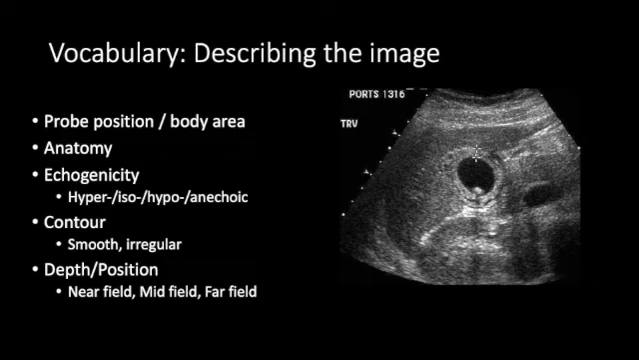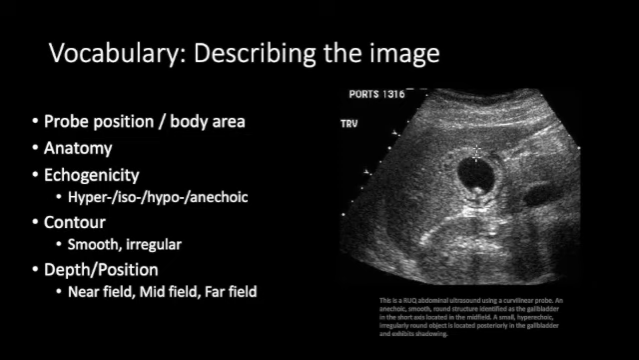So we can say in the near field, there's an isoechoic sliver of the liver here. And then in the midfield, I see an anechoic structure that likely represents the gallbladder, with a hyperechoic structure representing a gallstone with shadowing that's present posterior to that. I can also see that there's some posterior acoustic enhancement in the far field thanks to the anechoic nature of the gallbladder.